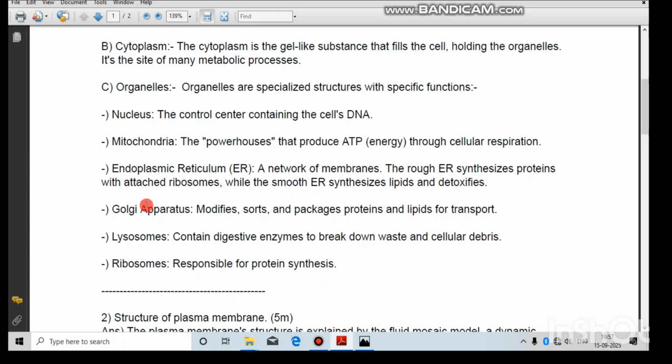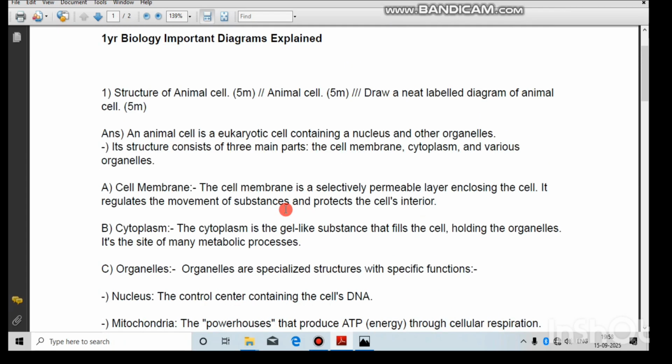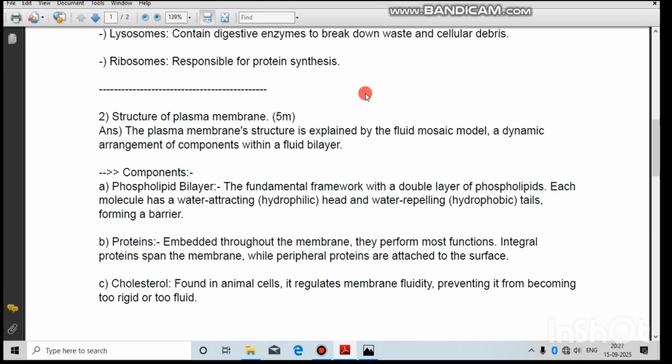The next parts are the Golgi apparatus and lysosomes. The Golgi apparatus acts as the post office of a cell. Whatever proteins and lipids have been produced by our ribosomes and endoplasmic reticulum, it will pack them and send them to their destination. The destination can be some body part, some organ, or some tissues, so they will reach the exact destination with the help of the Golgi apparatus. The next are the lysosomes. They contain digestive enzymes to break down waste and cellular debris, guys. So this is all about the structure of the animal cell, guys.